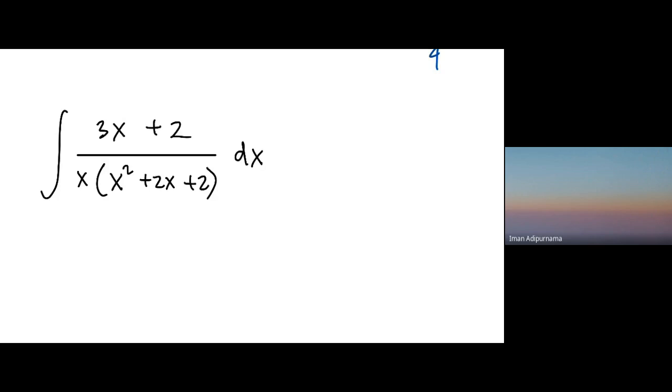Separate the whole function, become partial fractions, become separate functions. But you will have a difficulty, I think, in this quadratic function here, right? Check. Stuck.